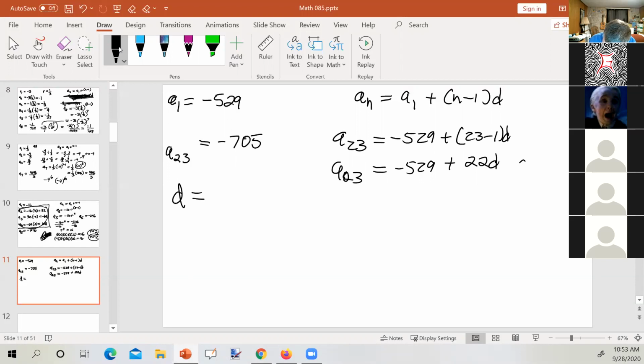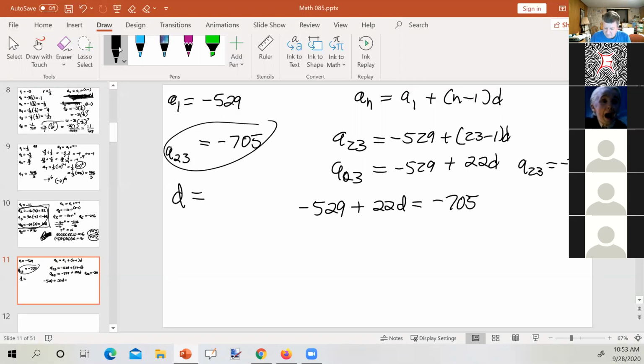But we also know that a sub 23 is negative 705 from right here. So now I've got negative 529 plus 22d equals negative 705. I have an equation with one variable, I can solve for d. I'm going to add 529 to both sides. And let's see, if we take negative 705 plus 529, we get negative 176.